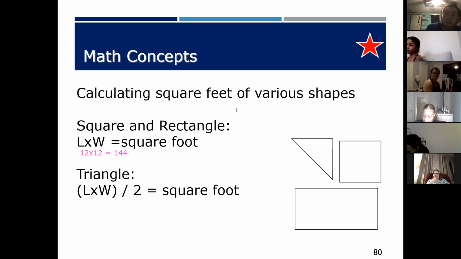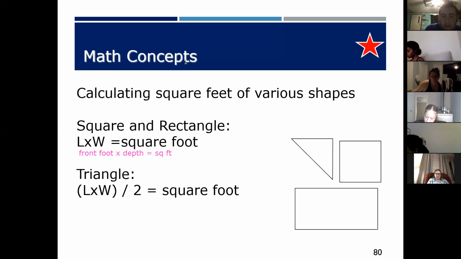You may also be talking about the dimensions of a lot. And it's the same formula, we just use different terminology when you're talking about a lot. So instead of length, we refer to front foot, and instead of width, we refer to depth.